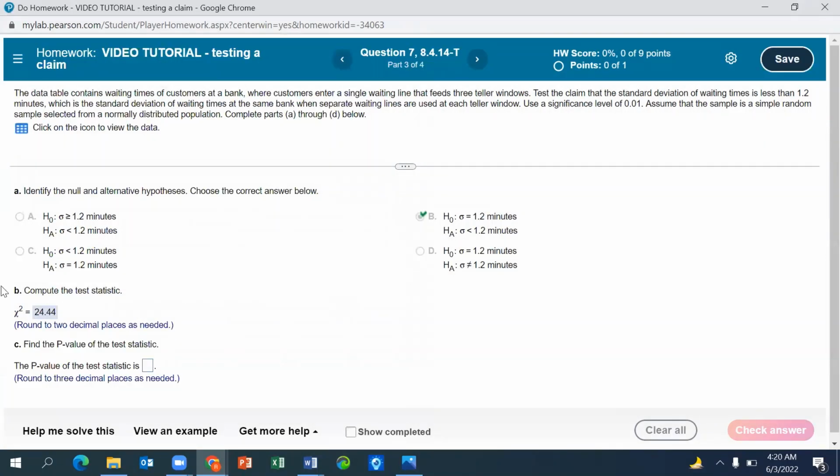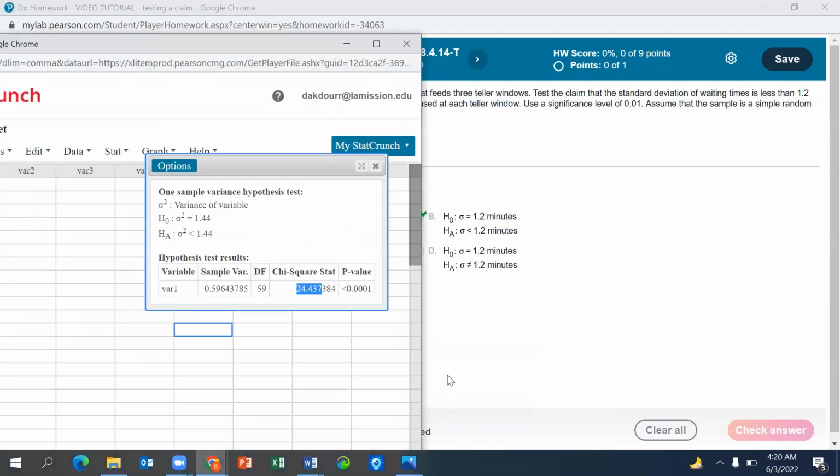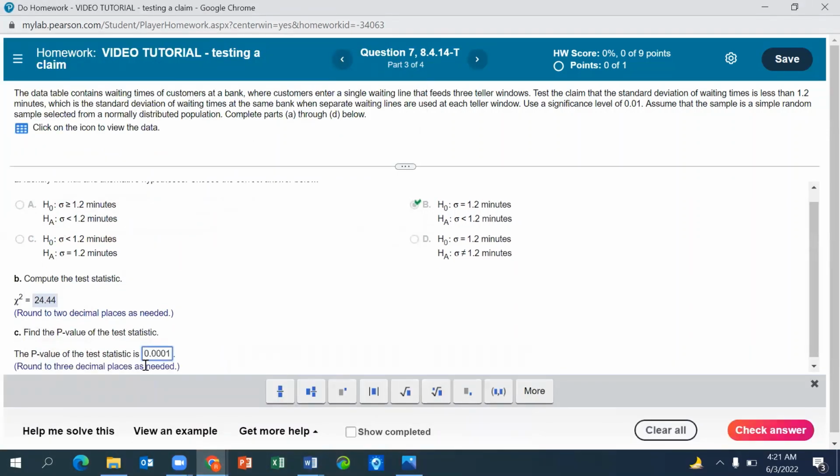So now we need to find the p-value. The p-value, we already found it here. The p-value is less than 0.0001. If it's less than this value, then it must be all zeros. So it must be 0.0000. That would be our p-value.